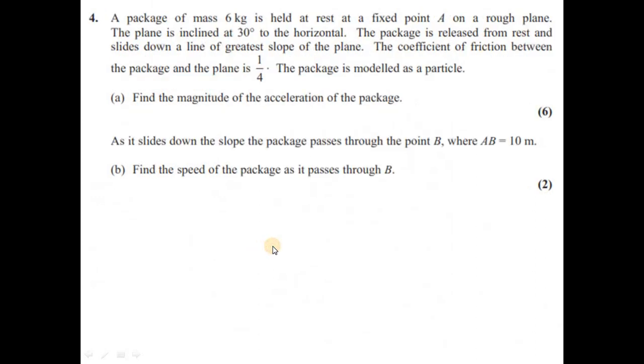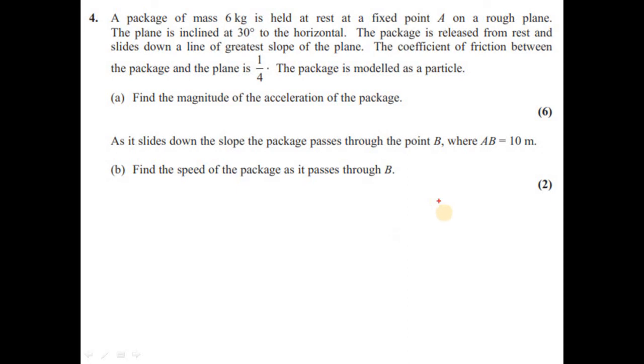Question number 4. A package of mass 6 kg is held at rest at a fixed point A on a rough plane. The plane is inclined 30 degrees to the horizontal. The package is released from rest and slides down a line of greatest slope of the plane. The coefficient of friction between the package and the plane is 1/4. The package is modeled as a particle. Find the magnitude of acceleration of the package.